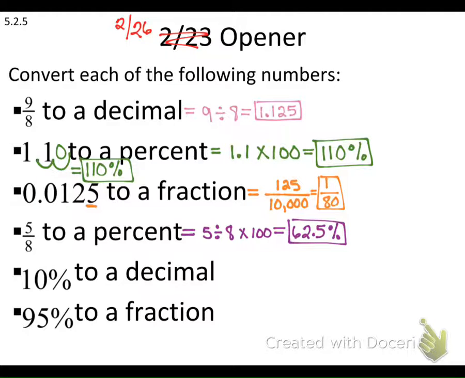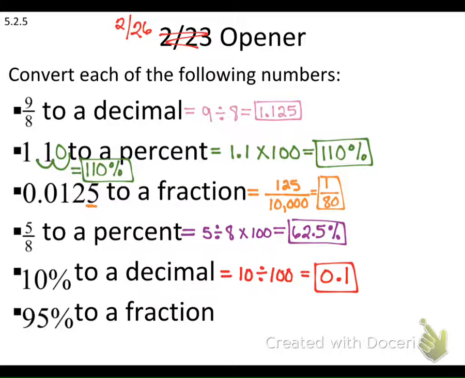Moving right along. Now, percent means out of 100. So anytime we're dealing with the percent, we're going to use 100 in some form. So this time, I'm going to change this percent to a decimal. Two ways that I can do this. How can I change this percent to a decimal? Divide by 100, yeah, so I'm going to take 10 divided by 100, and what do you get? 0.1. There's your answer.